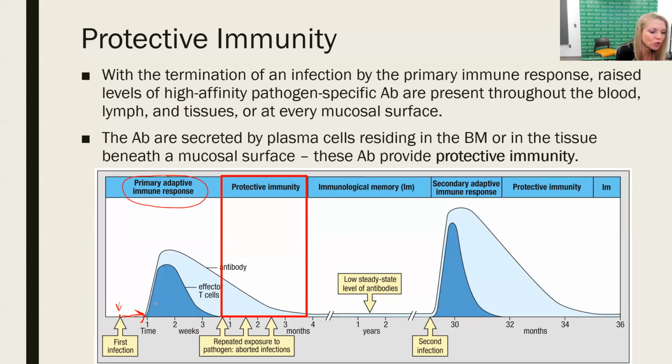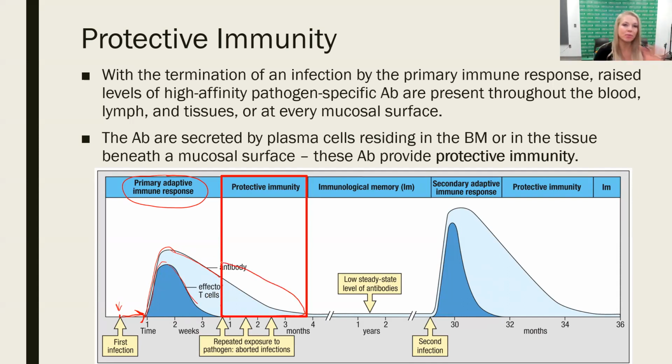And so we have two graphs here. One is the number of effector T cells, and then we have the titer of antibody. Right away, it takes a long time, but then it really grows and gets to a high amount, and then it's going to start to wane. But as it decreases, there is this point where there's still protection, but it's going to be by antibody alone.